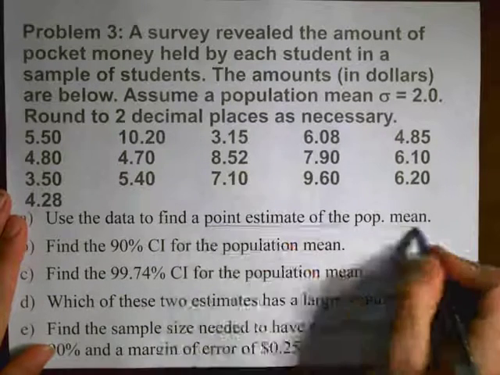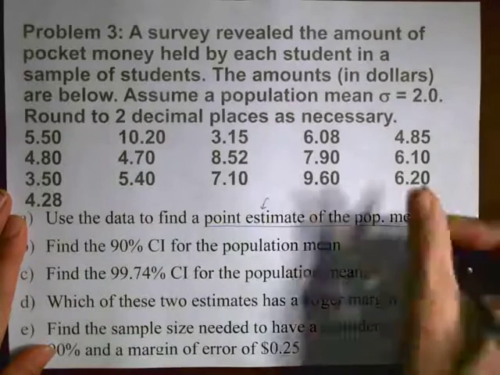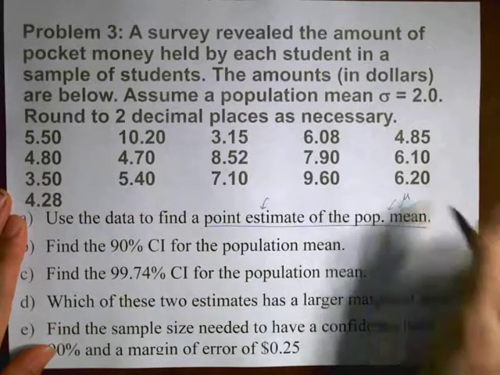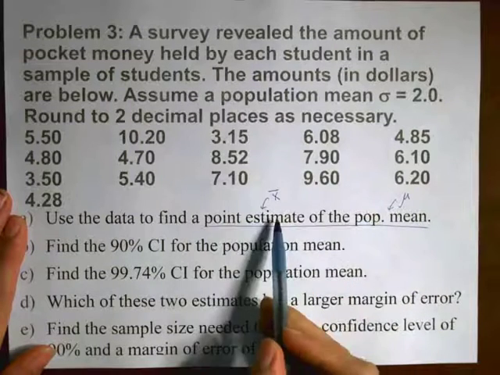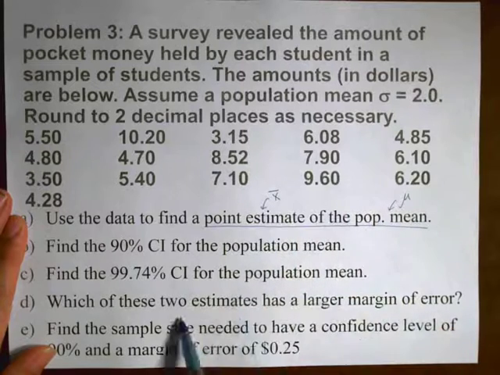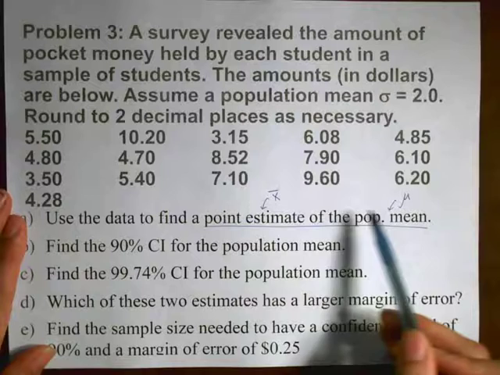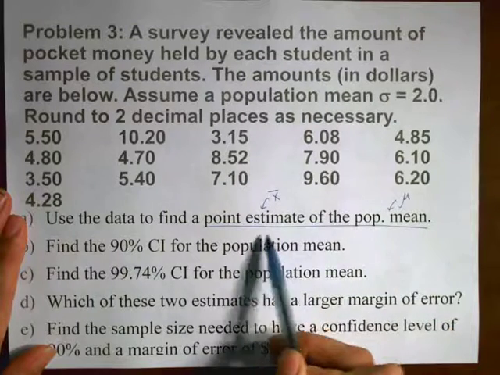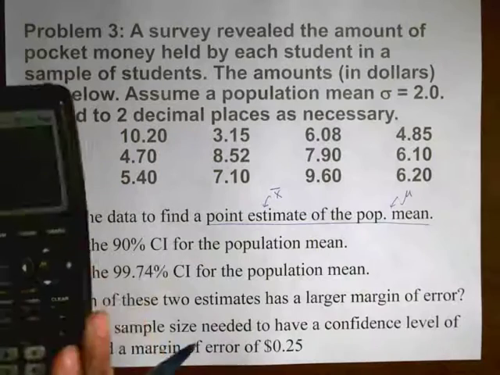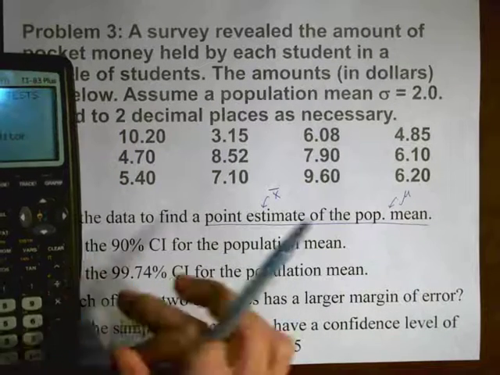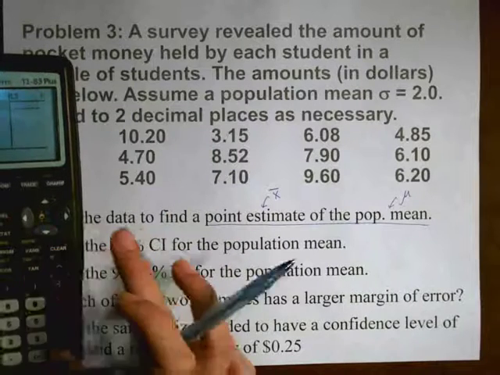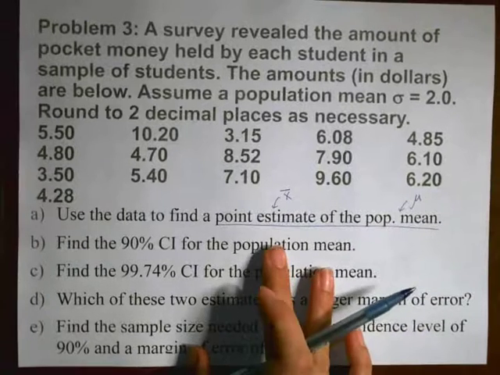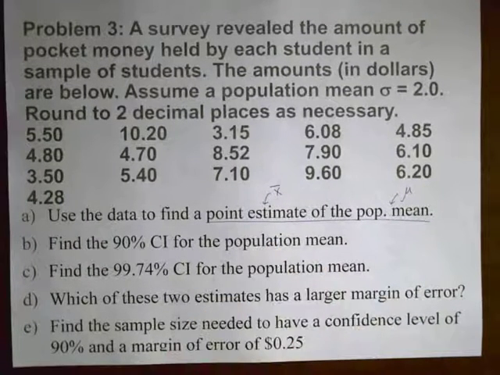So the first thing that we need to do is find the point estimate of the population mean. The population mean, that's the Greek one, the mu here. The point estimate is our sample mean. So we need to find a sample mean. And our best guess is that the population mean will be equal to the sample mean. So that's what the point estimate means. So I need to put all these numbers into my calculator. So I will start, and you should probably start too, and we'll see who wins.